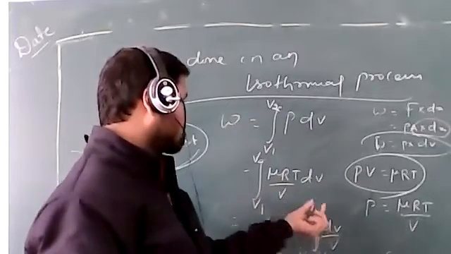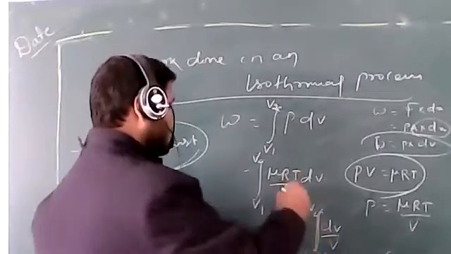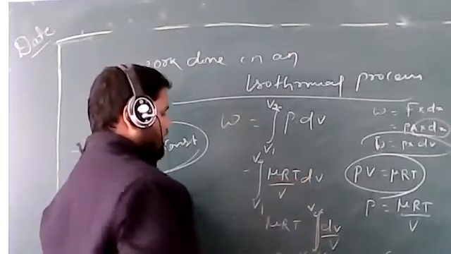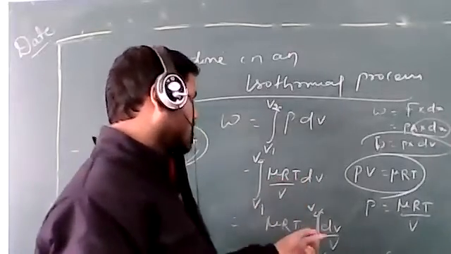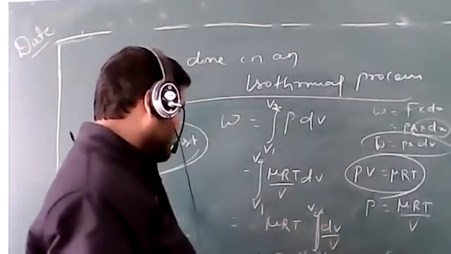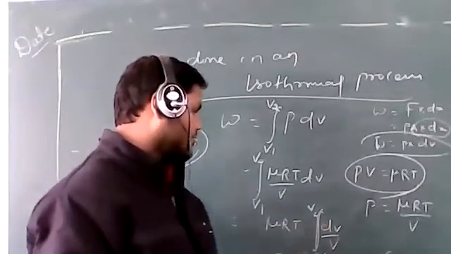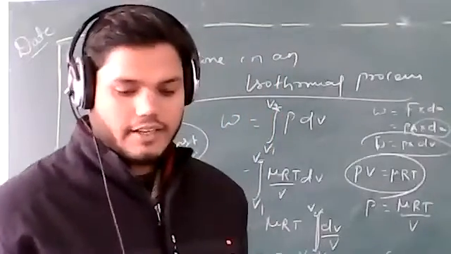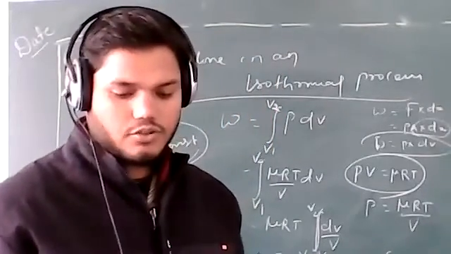Then μRT times dV upon V. That means μRT, all three things are constant, so you just take them outside. What is the remaining part? dV upon V. So μRT ln V2 minus ln V1, that is μRT ln V2 by V1.